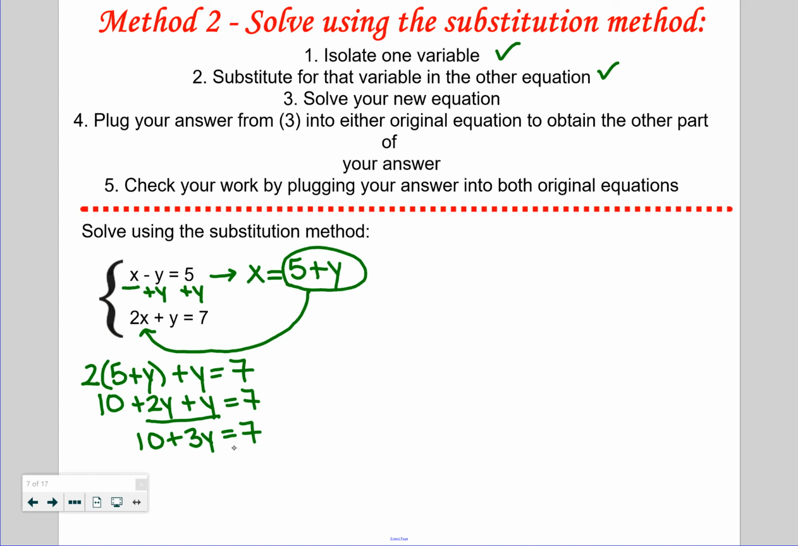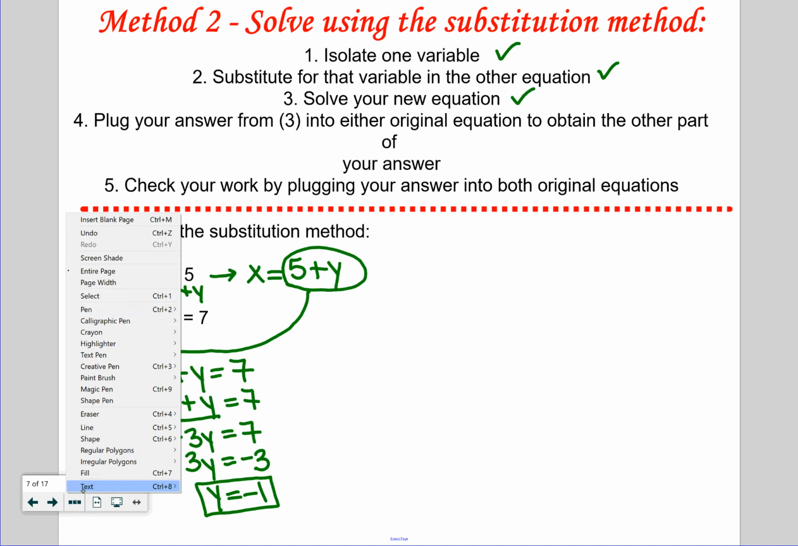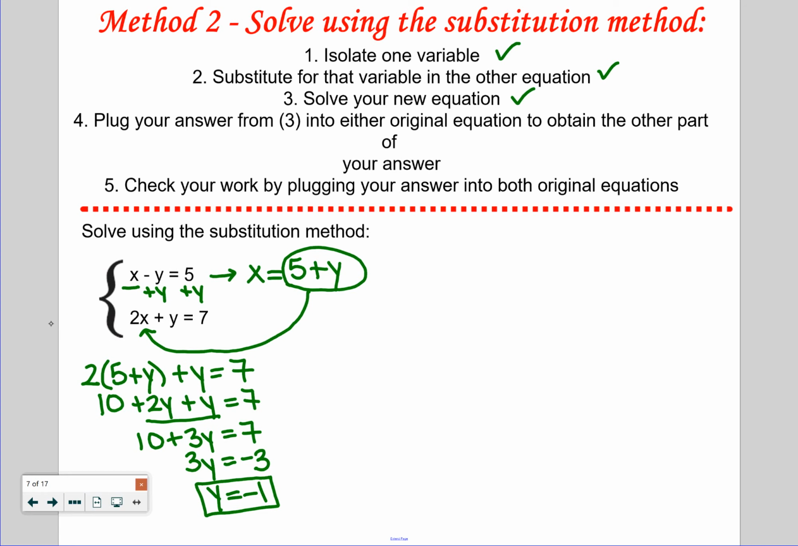Then I can subtract 10 on each side. That would give me 3y equals negative 3. And then I can divide both sides by 3, which would give me y equals negative 1. That's step 3. Once you get one answer, either your x or your y, in step 4, you're going to plug that back into one of the original equations to get the second half of the point you're looking for.